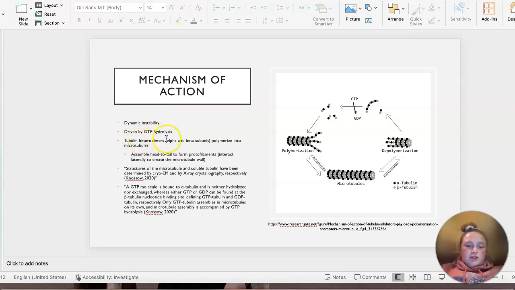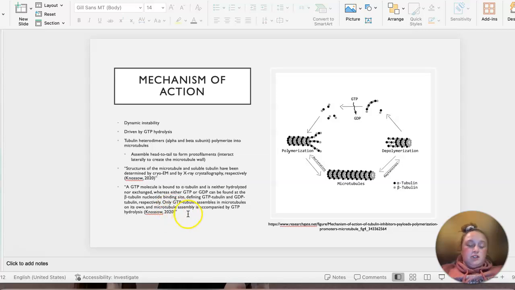Tubulin heterodimers, alpha and beta subunits, polymerize into microtubules. They assemble head to tail to form protofilaments, which interact laterally to create the microtubule wall. Structures of the microtubules and soluble tubulin have been determined by cryo-EM and by X-ray crystallography, respectively.